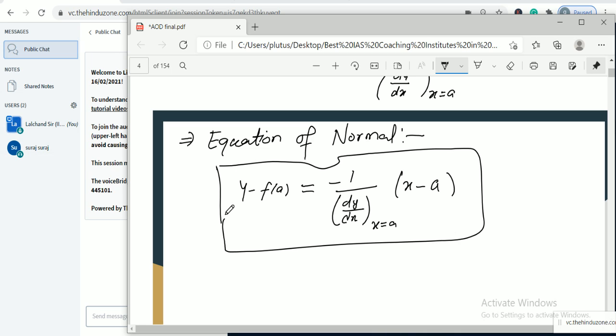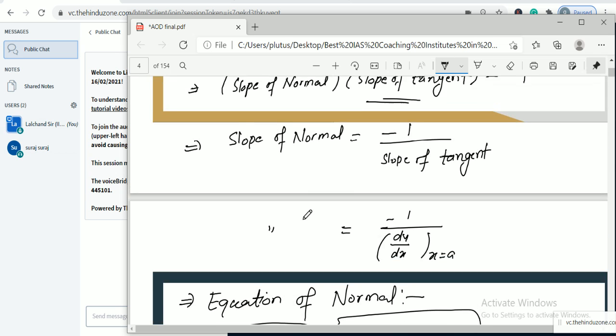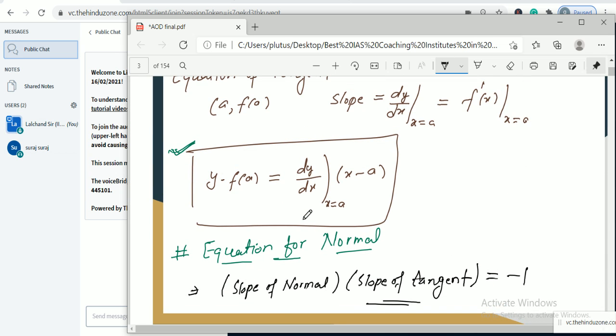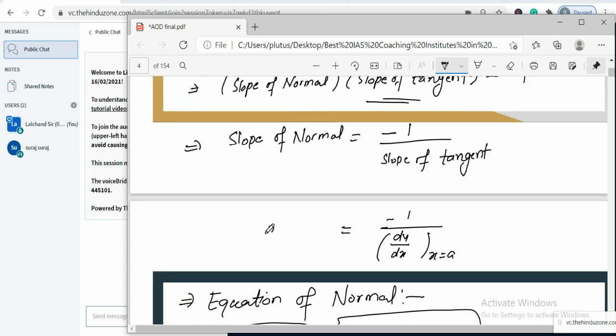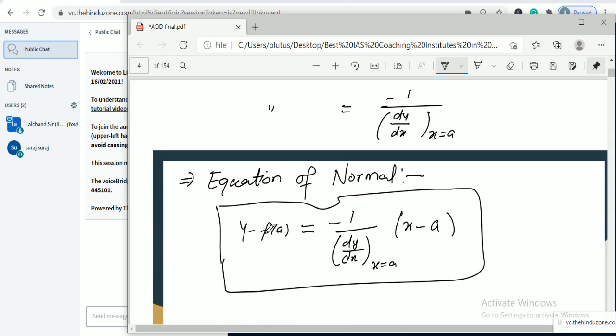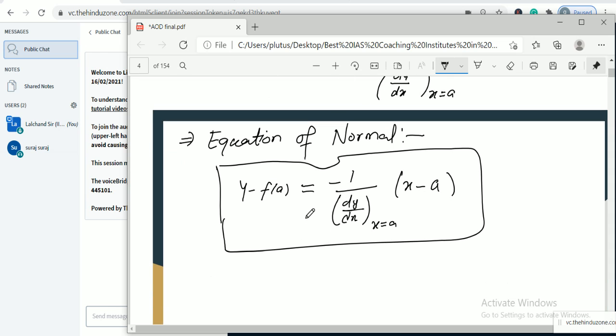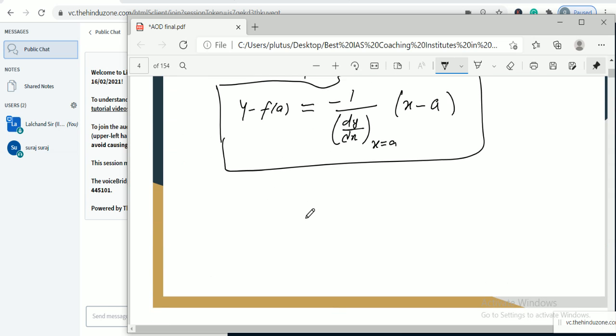So I think now you have the idea how to write the equation of tangent and normal using differentiation. This is the calculus method to write down the equation of tangent and normal. This is quite easy sometimes whenever we need to write the equation of tangent and normal. I think this is very clear to you. Let us try to solve some questions.